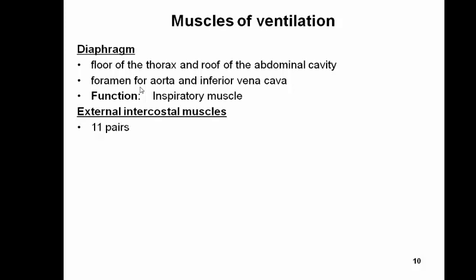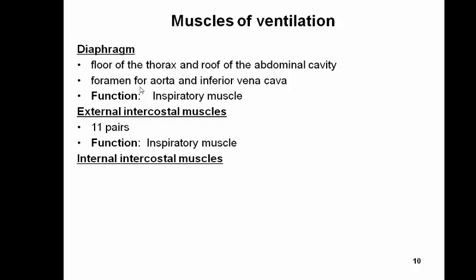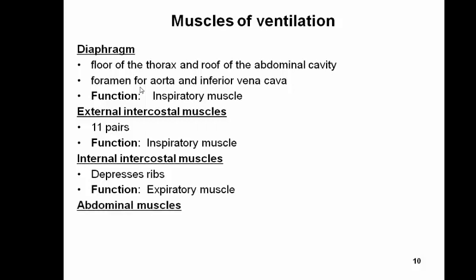The external intercostals, the 11 pairs, function as an inspiratory muscle by increasing the spacing between the ribs, while the internal intercostal muscles function to depress the ribs, pull them closer together, and by pulling the ribs closer together, that decreases the volume of the thoracic cavity, driving up the pressure, helping to push air out of the lungs.